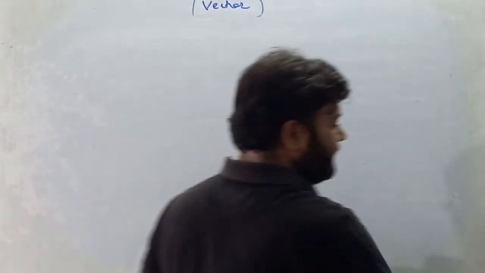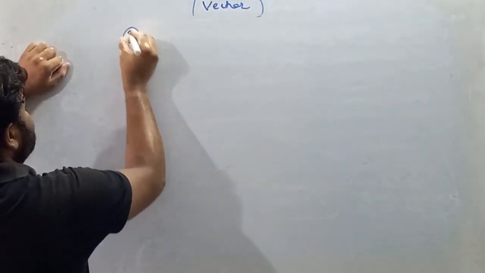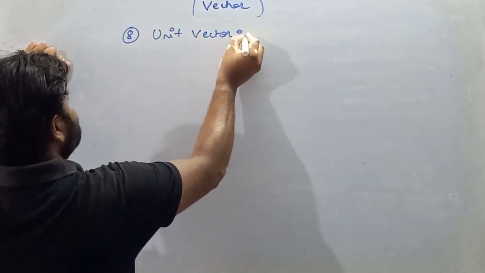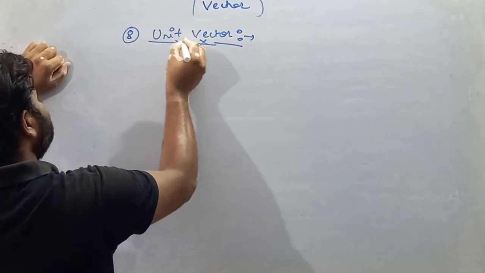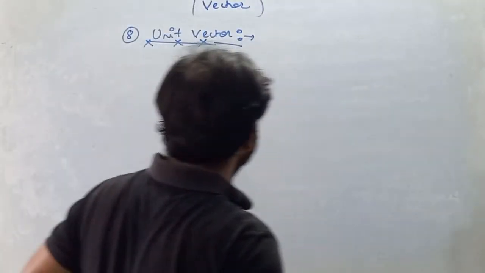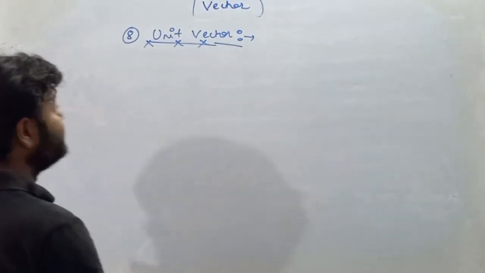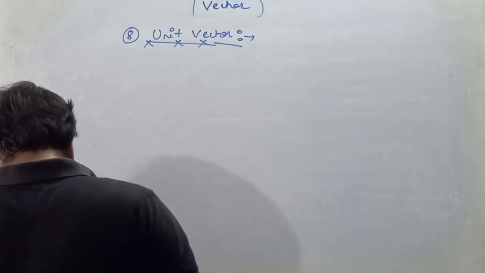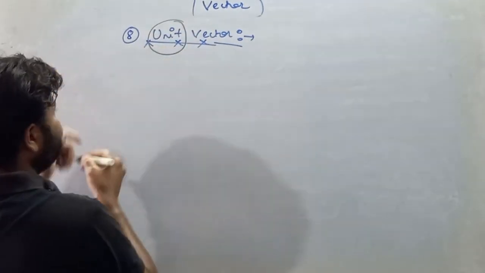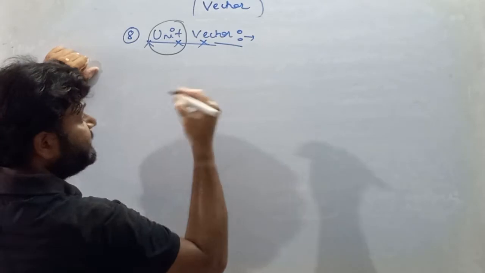Now moving forward towards eighth type of vector, it is unit vector. This is very important, beta. You have to understand each and every concept of unit vector. So my dear student, the term unit means unity, unity means one. So I'll write we are talking about unit vector. So unit vector means those vectors whose magnitude is unity.